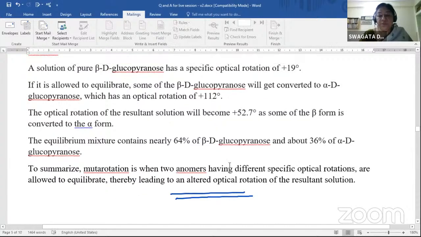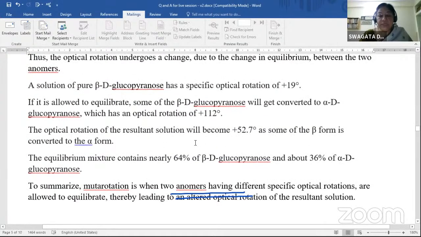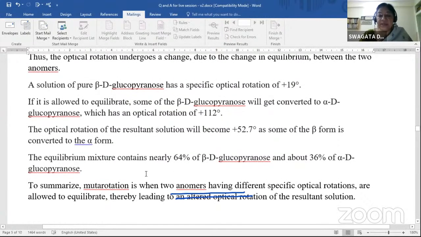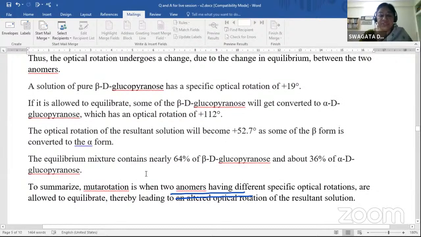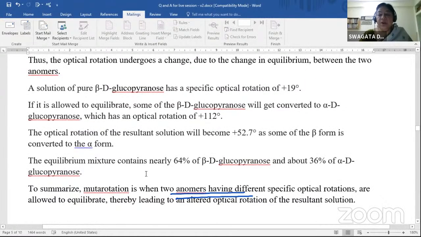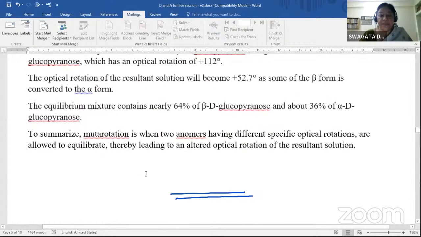So if we combine all the information I just gave you, mutarotation is when two anomers that have different specific optical rotations are allowed to equilibrate. They lead to a different optical rotation in the resultant solution, which is possible because of the transformation of one type to the other type.